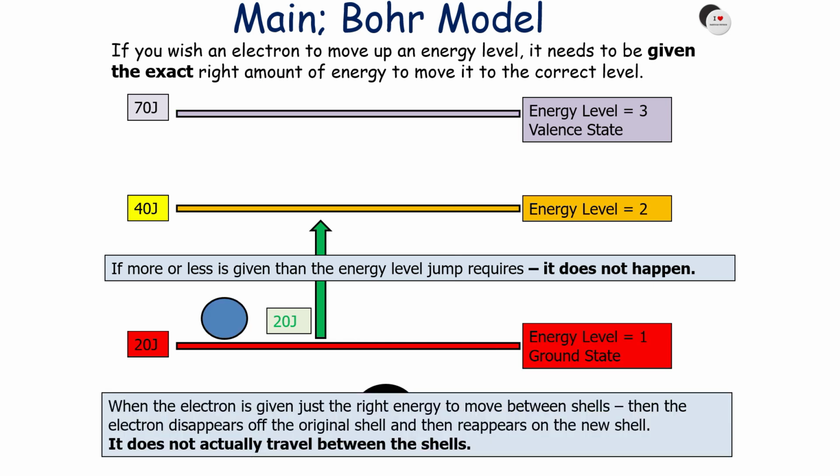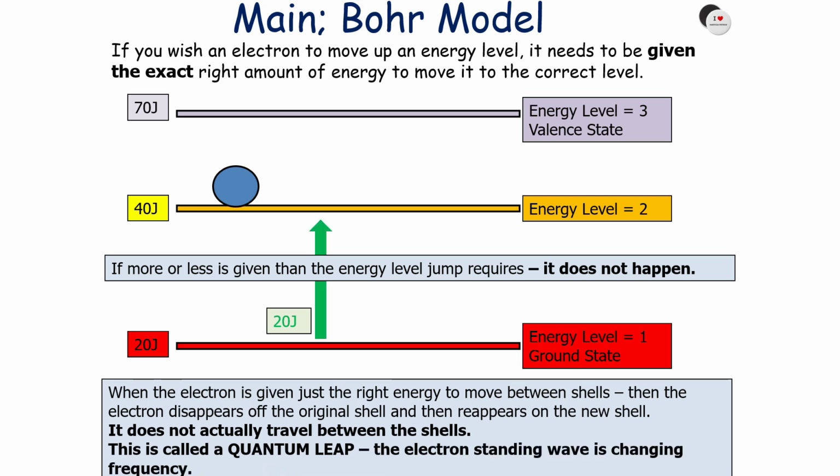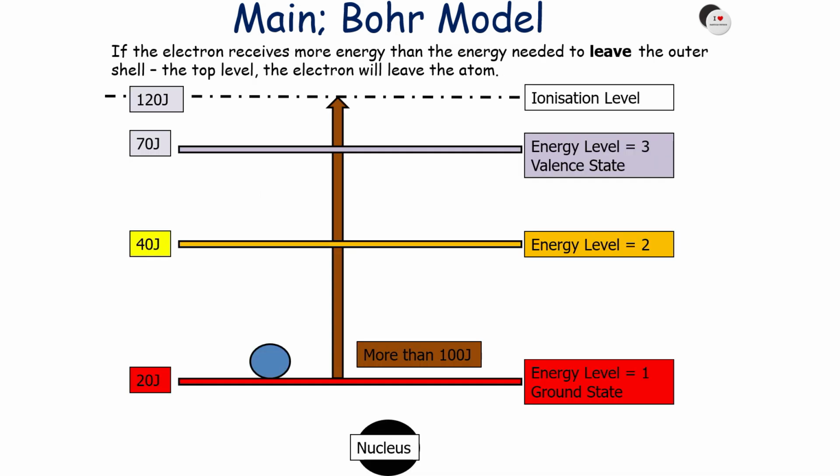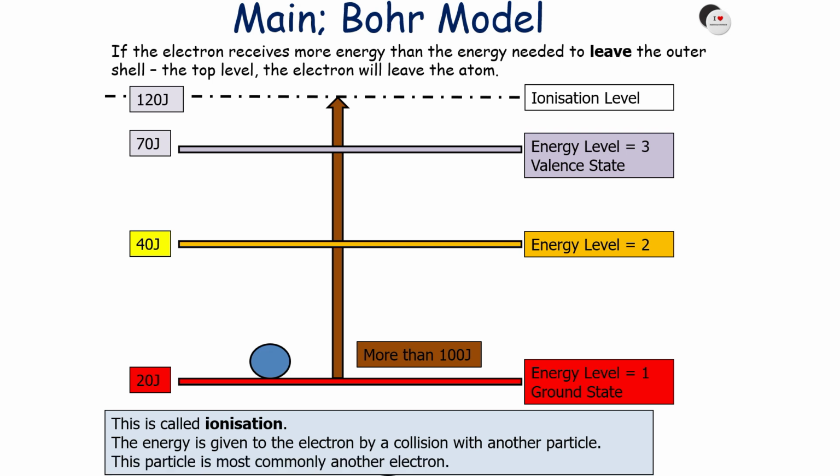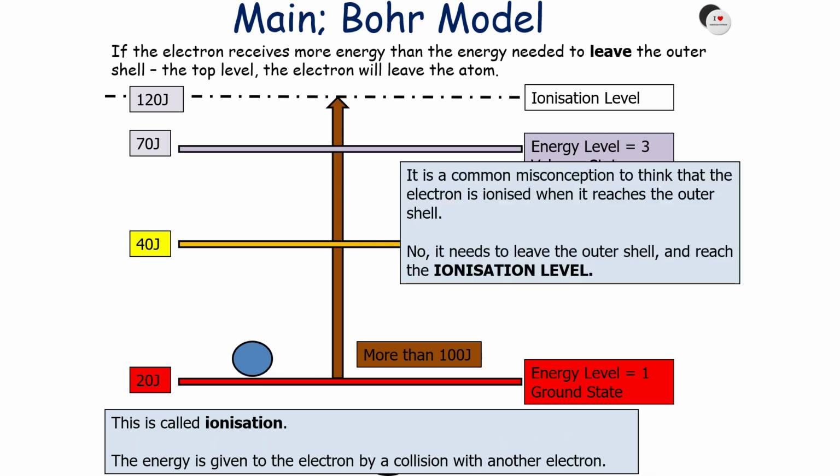Now it's important to note that the electron does not travel between the shells when it jumps, rather it disappears from one shell and reappears on another. There is a quantum leap that takes place. Now it's important to note that if the electron receives more energy than the energy needed to leave the outer shell, the top level, the electron will leave the atom. This is called ionization, and the energy is given by an electron colliding with this atom. Now it could also be any other particle, but it's most likely going to be another electron.